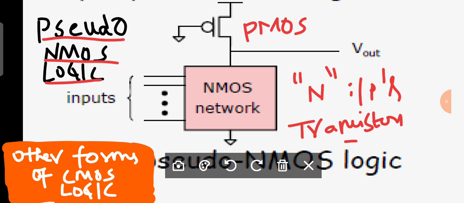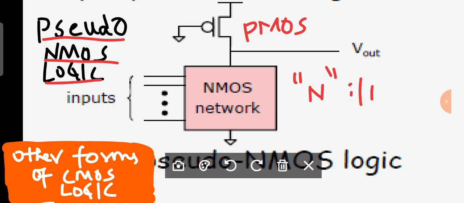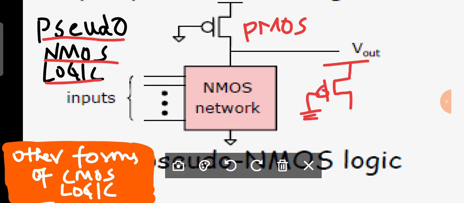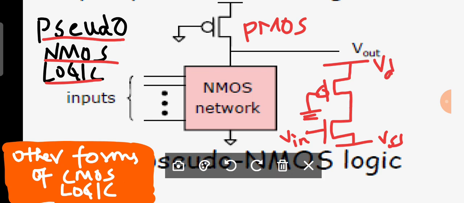If I want to design an inverter, what should I do? Can anybody try to tell? Absolutely. Since an inverter consists of only one input, I require only one NMOS along with the pull-up device. What is a pull-up device? A PMOS where the gate is connected to ground. And you require an NMOS. Here you have Vin, this is VSS, this is VDD, and you have Y, that is the output.